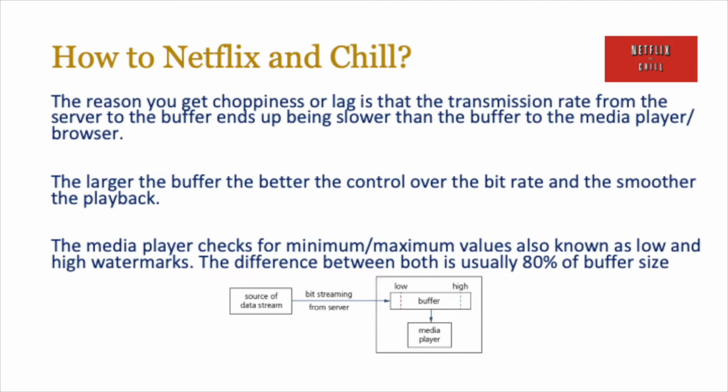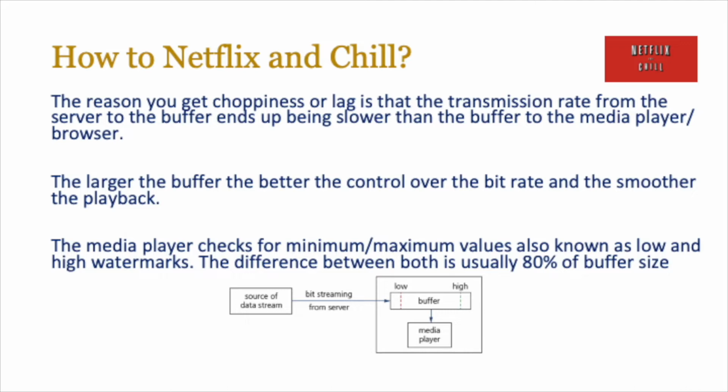Sometimes when you're watching a Netflix or a YouTube stream and you get choppiness or lag, it is because the transmission rate from the server to this thing called the buffer ends up being slower than the buffer to the media player or the browser. So what that basically means is that you might have a 100 megabit connection and your buffer only needs a 10 megabit connection to have a smooth stream running through.